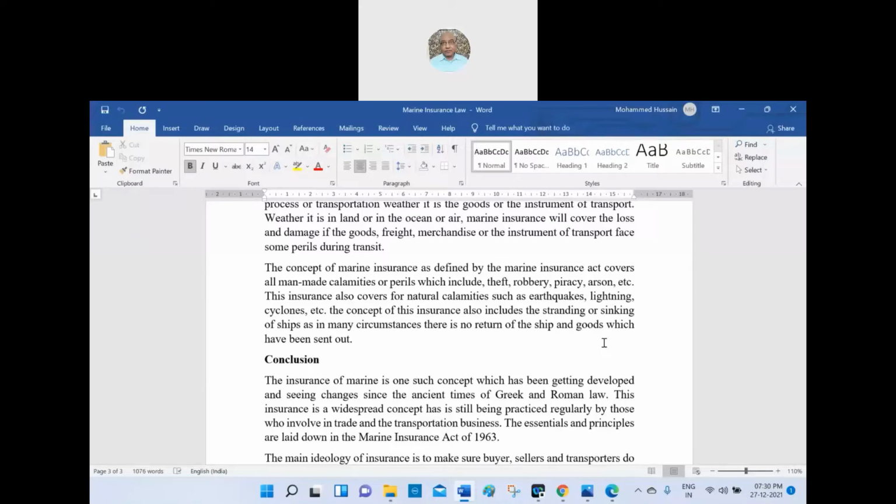So there is no return of the ship and the goods which have been sent out. Suppose the whereabouts of the ship are not known. In that instance, that will also be covered in marine insurance. So many types of insurance would be there.